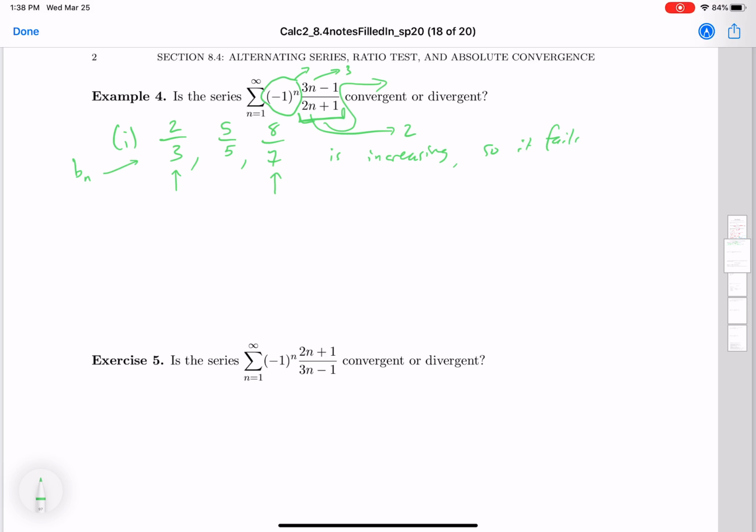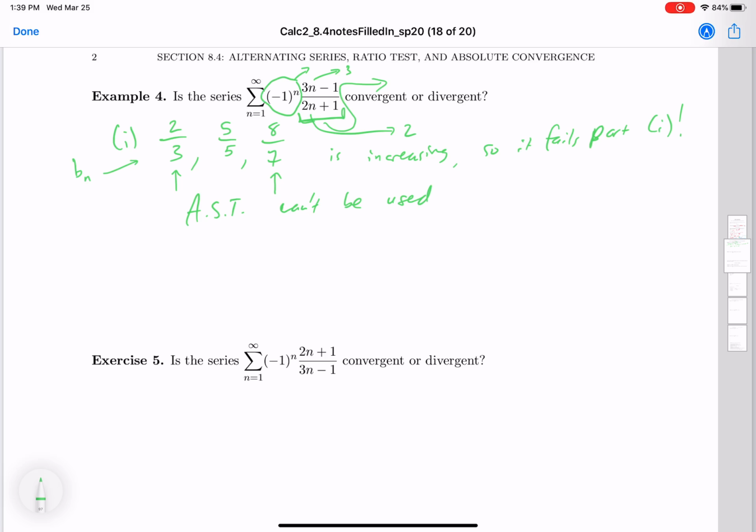So it fails part 1. Now, here's the trick. Does this mean that the series is divergent? No. So the alternating series test can't be used, because the alternating series test says if you have these two conditions, then you're convergent, but it doesn't say what happens if you don't have one of those conditions.